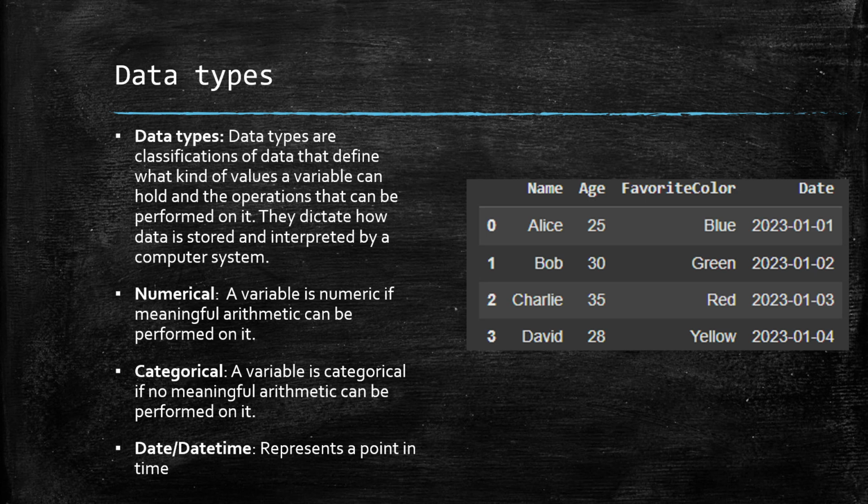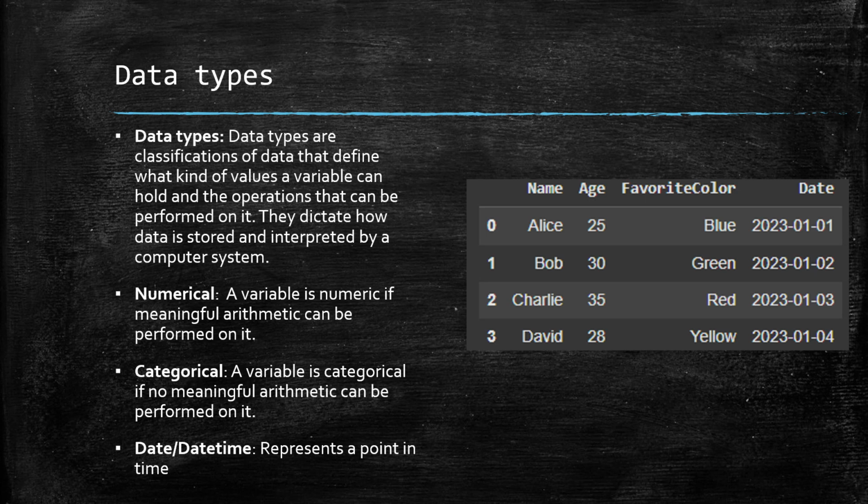A variable is categorical if no meaningful arithmetic can be performed on it. We can see name and favorite color are categorical variables. Note, some categorical variables can be represented as numbers. As an example, say we have a phone number or a social security number. Although these are numbers, they do not really represent numerical variables, as it does not make sense to try and sum or average people's phone numbers.